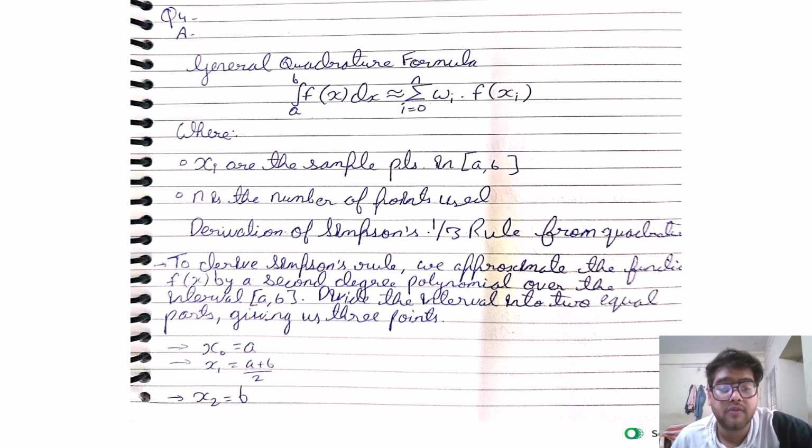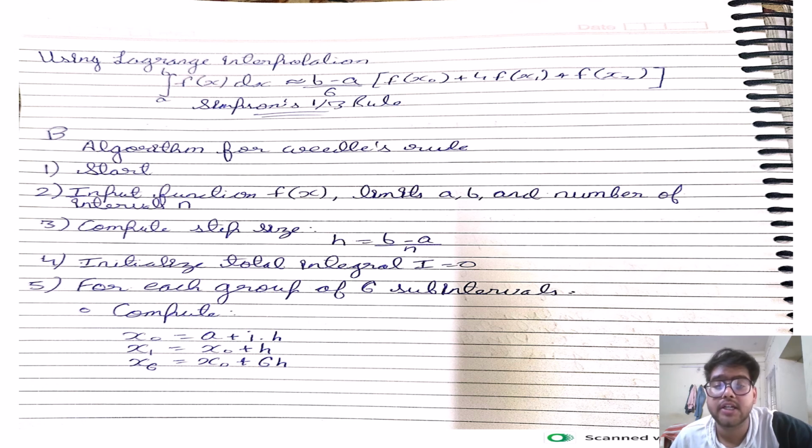To derive Simpson's rule, we approximate the function by a second degree polynomial over the interval a to b. Divide the interval into two equal parts, giving us 3 points: x0 is equal to a, x1 is equal to (a plus b) by 2, and x2 is equal to b. Using Lagrange interpolation, the integral of f of x dx from a to b is (b minus a) upon 6, times the bracket f of x0 plus 4 f of x1 plus f of x2, which is Simpson's 1 by 3 rule.